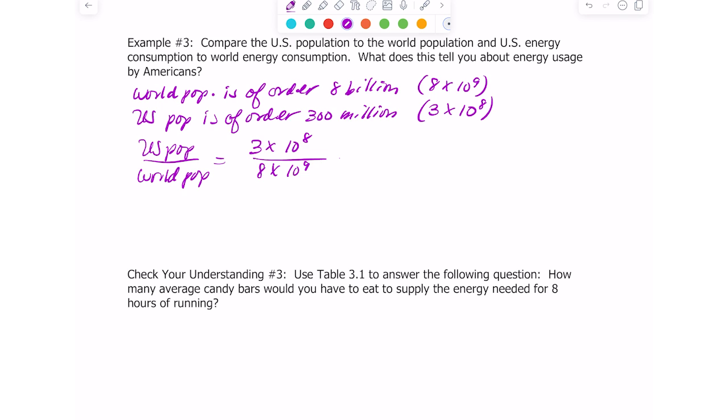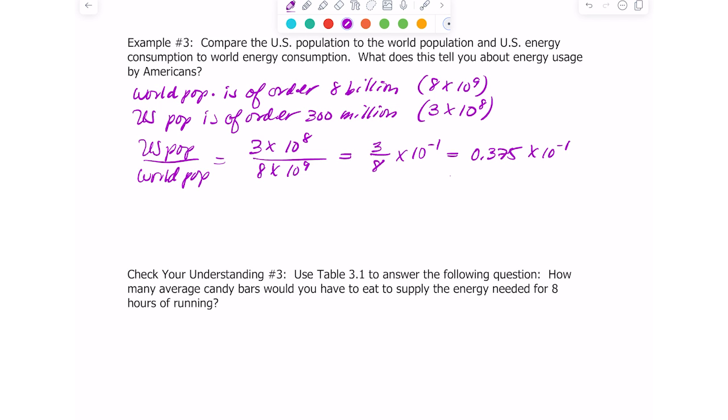Okay, so here I'm going to pull that 3 and 8 away from the 10 to the 8th and the 10 to the 9th. And since we're multiplying, we can do that. And you'll remember from before, anytime we divide like bases, we subtract the exponents, the power. So 8 minus 9 gives me -1. So it's 3/8 times 10 to the negative first. 3/8, if you divide 3 by 8, you get 0.375 times 10 to the negative first.